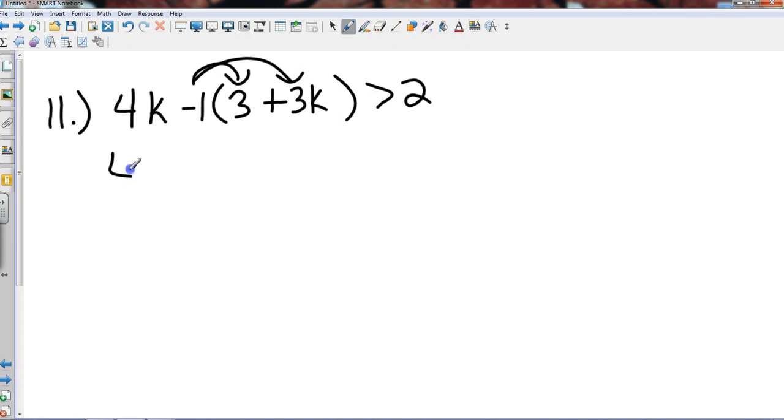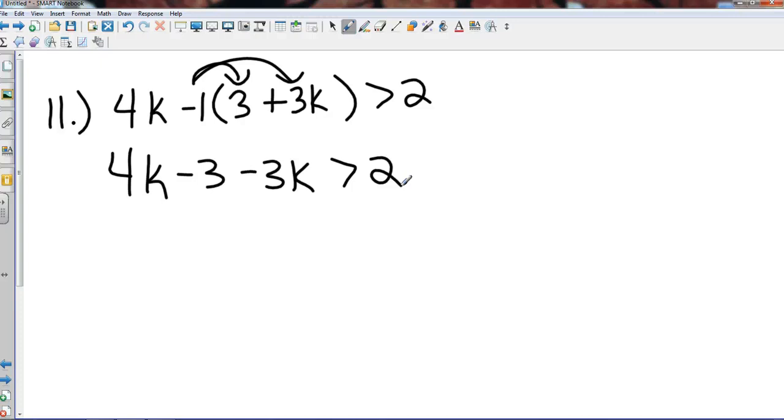Okay, so we have negative 1 times 3, which is what? Negative 3. And negative 1 times positive 3k is? Negative 3k. And so that's all we do. We can look at that as the negative sign outside of the parentheses just changes the sign of everything in the middle. Okay? Or we can actually do the distributive property because that's what we're most familiar with. Now I can combine some like terms.